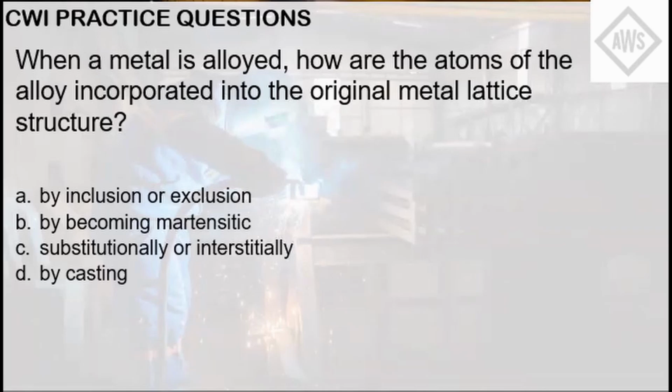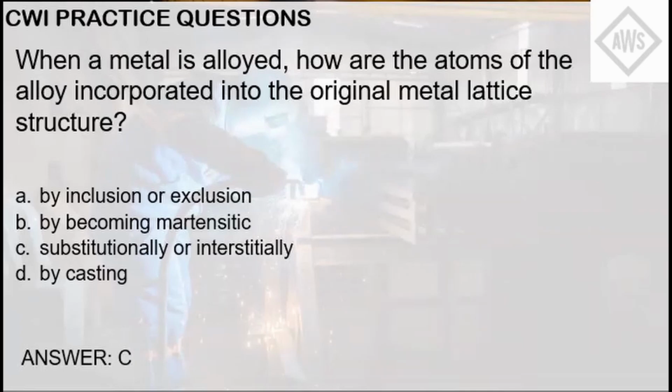Letter D, by casting, is a form of manufacturing process that enables the metal to be formed into a certain shape. So the answer here is letter C, substitutionally or interstitially. So when alloying a metal, the properties of metallic elements can be altered by the addition of other elements. So this process is called alloying.